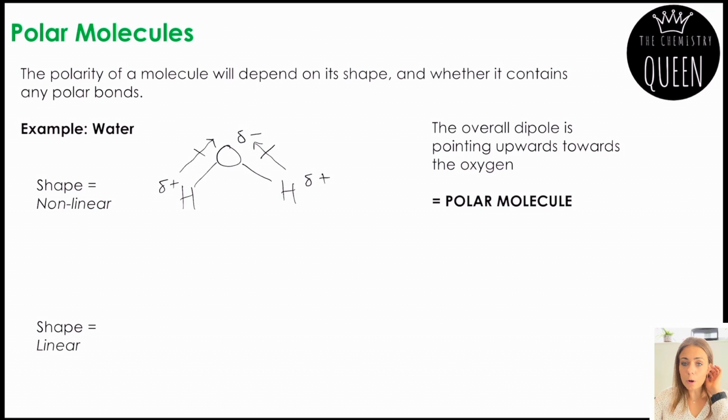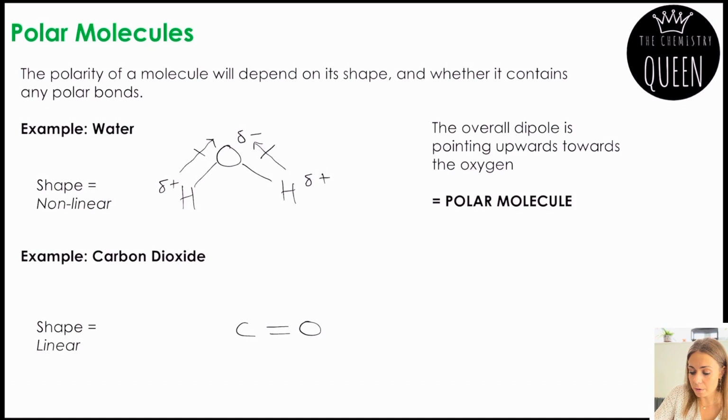So if the dipoles are pointing in similar directions, the molecule will be polar because the electron density is going to be lying within the same sort of region within that molecule. And this is why it's really important you know your shapes, because you need to be able to apply this to the different shapes. Because if we look at carbon dioxide, for example, which is a linear molecule, so its shape is linear, if I quickly just draw carbon dioxide.